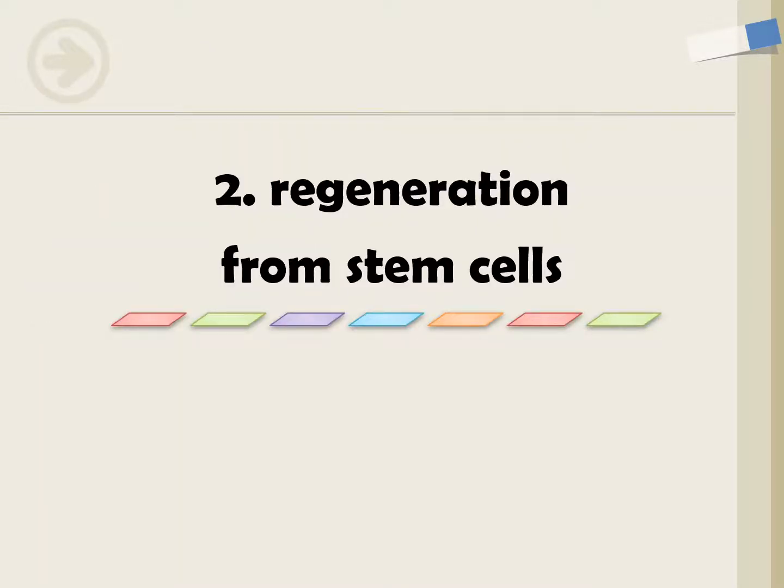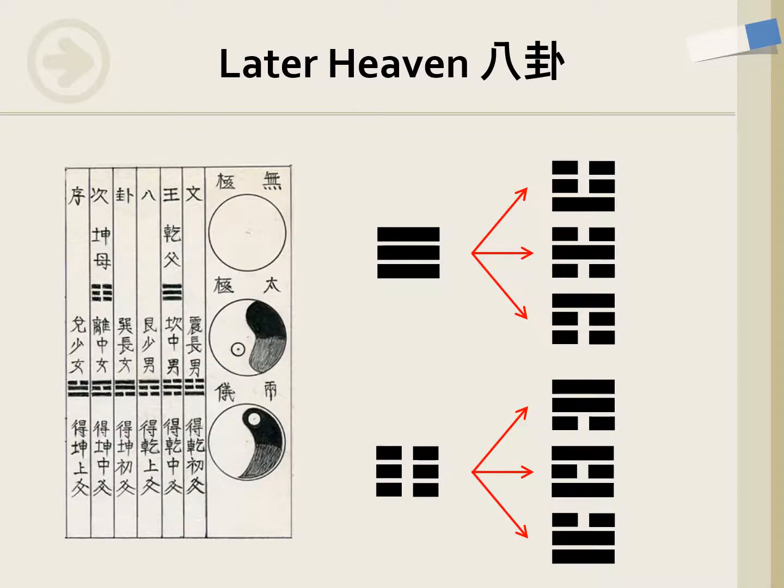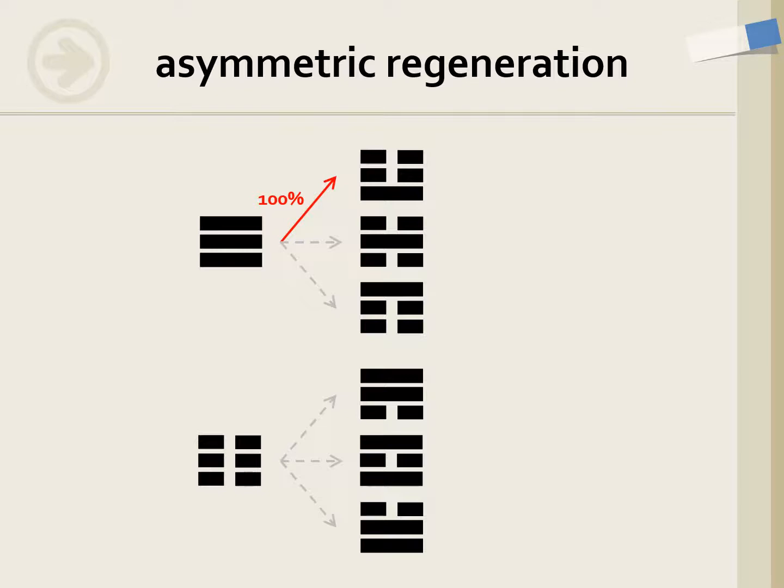Regeneration from stem cells. This is the way that the later heaven bagua were derived. From Gon, sky, and Gon, earth, the other 6 GUA trigrams are derived. Sky and earth work as stem cells. It's an asymmetric regeneration. Even a differentiation to a single GUA is possible. But in this case, we cannot use sky and earth freely. We can only use them as backup copies.